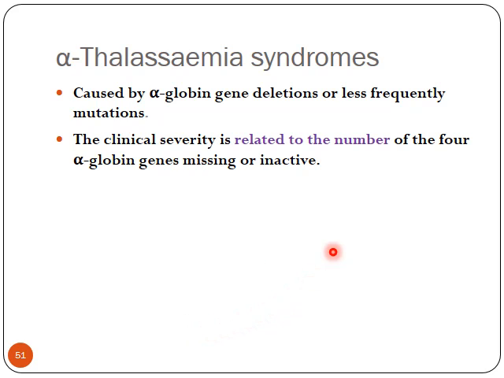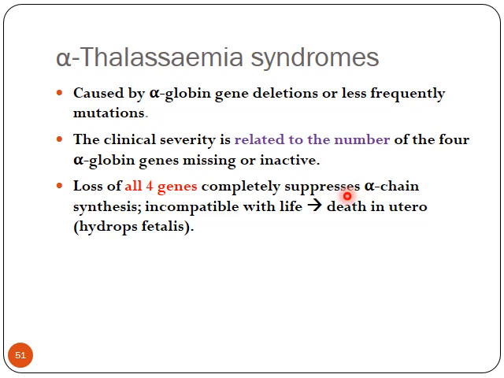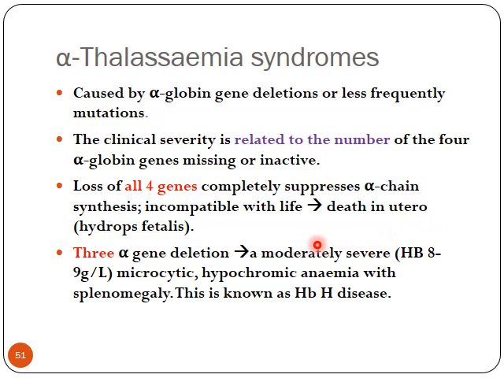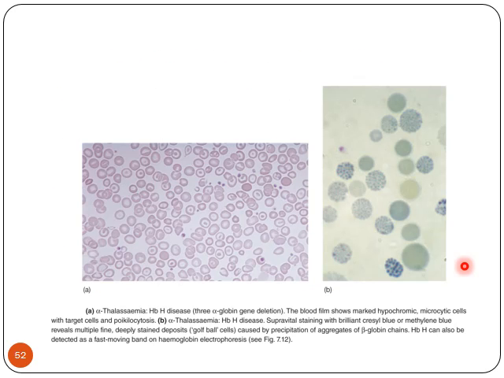The clinical severity is related to the number of the 4 alpha globin genes missing or inactive. As we mentioned, the loss of all 4 causes death in utero, hydrops fetalis. Three gene deletion causes a moderately severe anemia, hemoglobin from 8 to 9, microcytic hypochromic anemia, with splenomegaly, a case of hemoglobin H. Here we have a case of hemoglobin H with the blood film showing microcytic hypochromic anemia with target cells and poikilocytosis, and here with supravital stain we can see the deeply stained deposits, the golf ball cells.